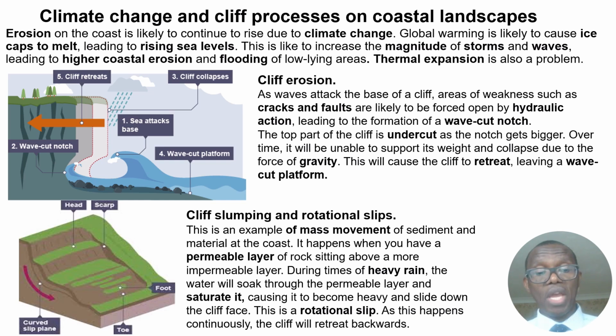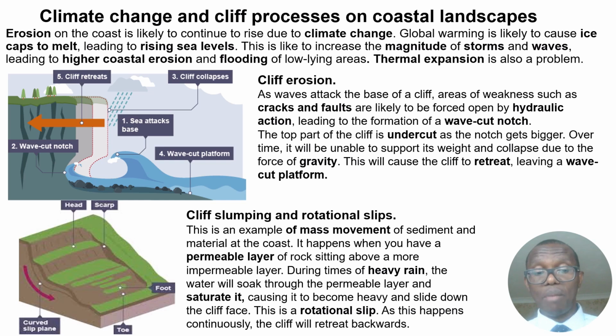And then the second cliff process that we are going to talk about is cliff slumping and rotational slips. Now this here is an example of mass movement of sediment and material at the coast, and it happens when you have a more permeable layer of rock sitting above a more impermeable layer, and that will mean that during times of very heavy rain, the rain will soak through the more permeable layer a lot faster, and as it soaks through, it will then get to the impermeable layer below it, and when that happens, that impermeable layer is going to cause the water to sit right above it.